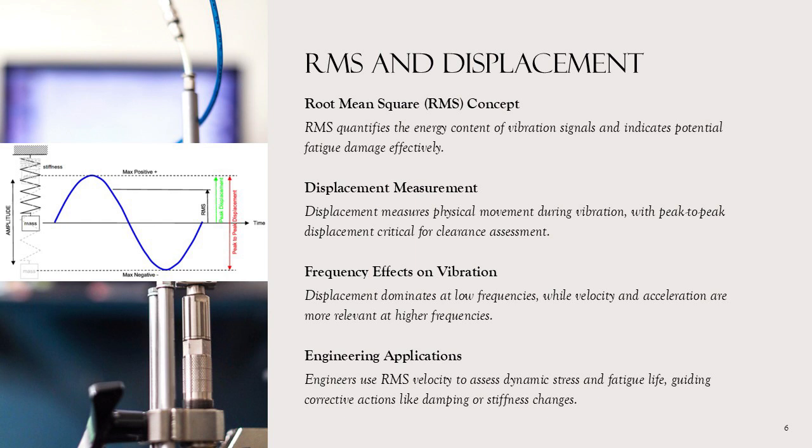While displacement is more noticeable at low frequencies, velocity and acceleration become more significant at higher frequencies. Engineers often rely on RMS velocity measurements because they correlate directly with dynamic stress levels, which influence fatigue life. Understanding these parameters enables accurate assessment of vibration severity and informs decisions on corrective actions such as adding damping, changing stiffness, or modifying operational conditions.